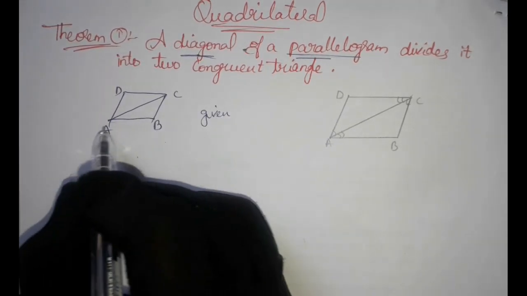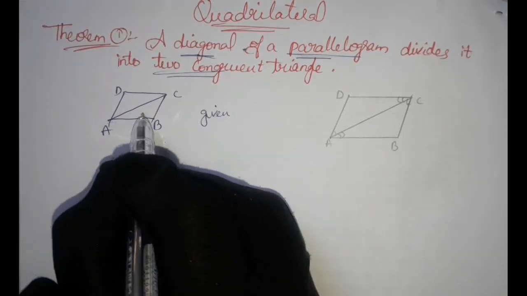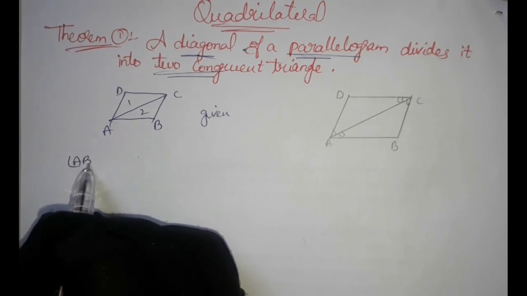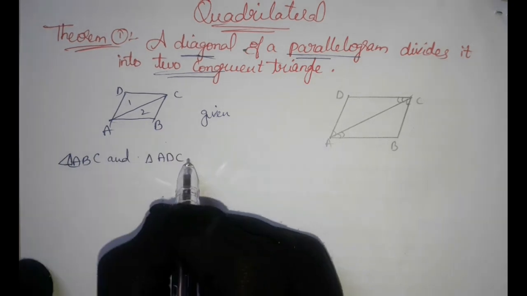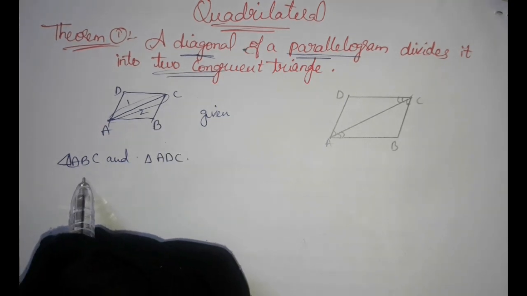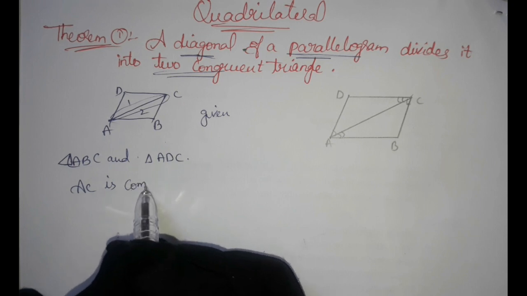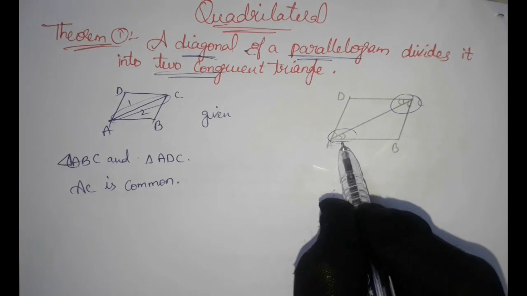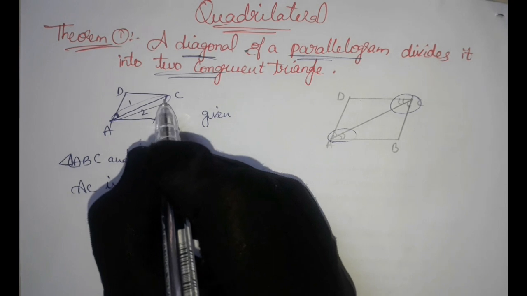In this AC dividing it into two triangles, we can say AC is a transversal. Transversal is nothing but a line that intersects two or more lines. See triangle ABC and triangle ADC. AC is common here. So AC is a transversal. Here, when two lines are cut by a transversal, the pair of angles on either side of the line AC are same. That is called alternate interior angle.